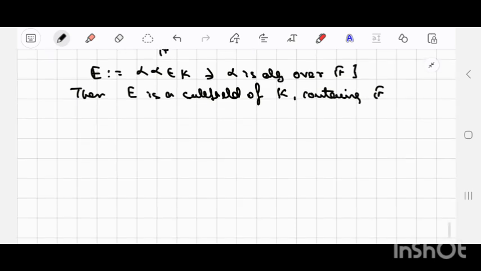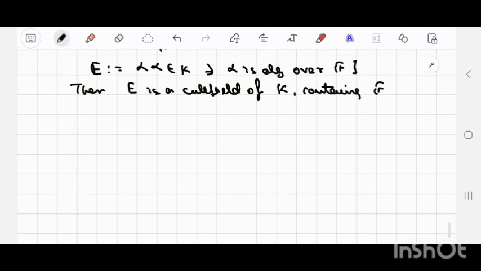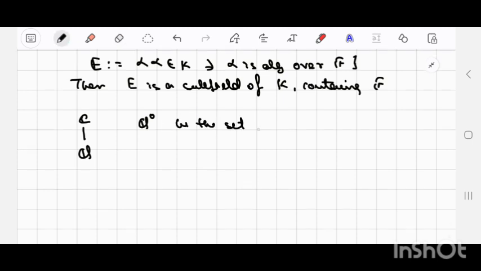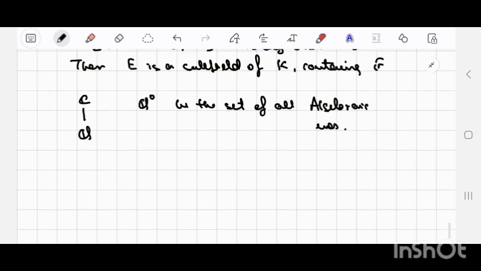Now observe this very carefully. If I consider C as a field extension over Q, and define Q naught to be the set of all algebraic numbers, that is, complex numbers which are algebraic over Q, getting my point? Then what can I say from here? Q naught must be a subfield of C. Then C over Q naught over Q is a tower of extensions.